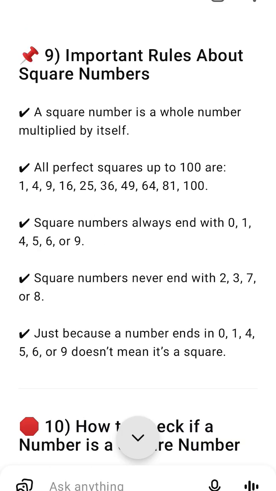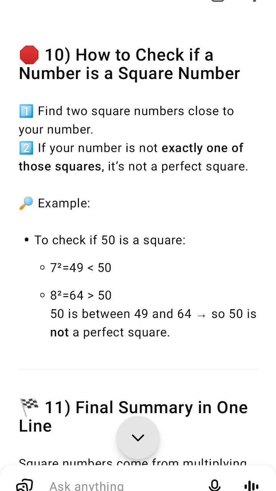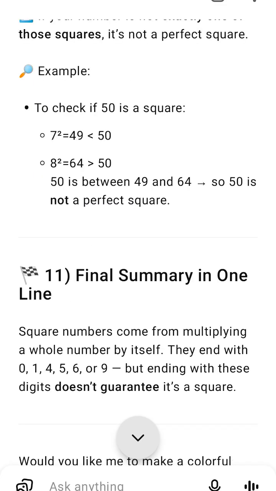11. Final summary in one line: square numbers come from multiplying a whole number by itself. They end with 0, 1, 4, 5, 6 or 9, but ending with these digits doesn't guarantee it's a square.